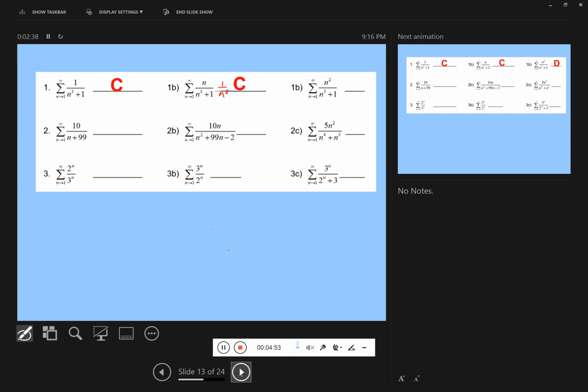Okay, what about the next one? If you have an n squared over n cubed, we're going to think of that as 1 over n, and so that would diverge. Okay, so with that in mind, can you look at that second row all the way across and see if you think it would converge or diverge? Try it. Try the second row, 2a, 2b, and 2c. What do you think?